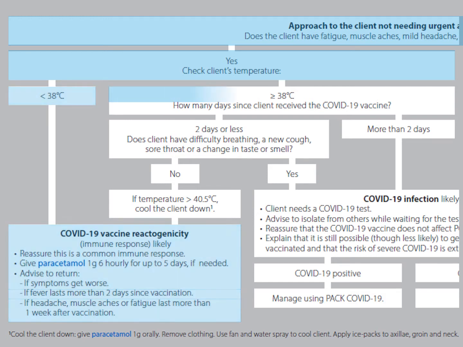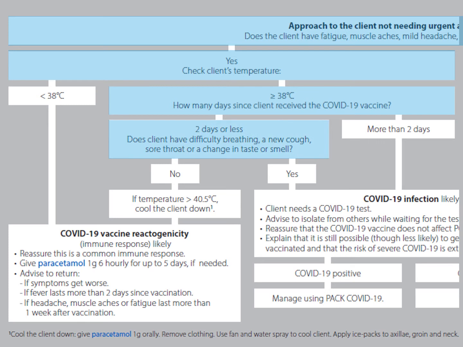Going down the other pathway, if you found that the client's temperature was 38 degrees or more, you would want to know how many days since the vaccine. If it was 2 days or less, you would want to check for other COVID symptoms, like difficulty breathing, a new cough, a sore throat, or a change in taste or smell. If no COVID symptoms, then it's likely that it's still vaccine reactogenicity.